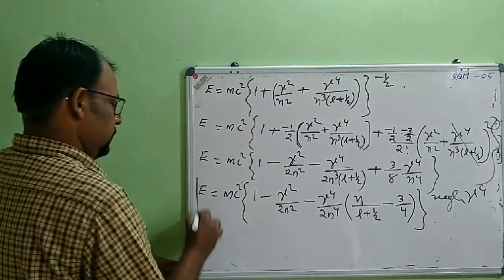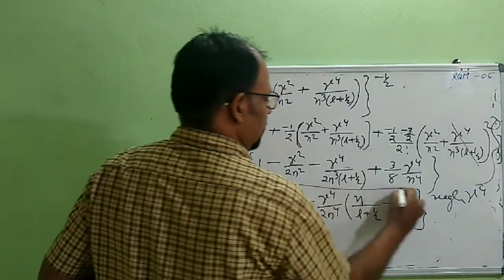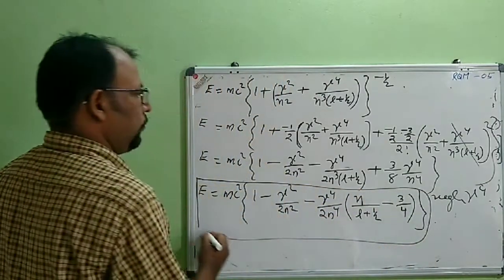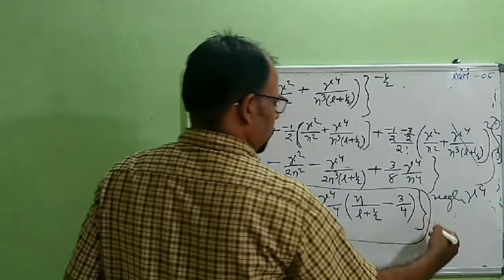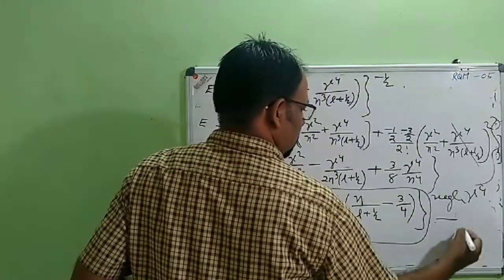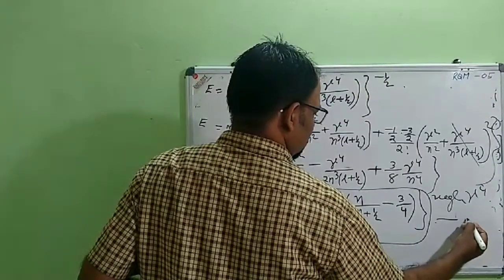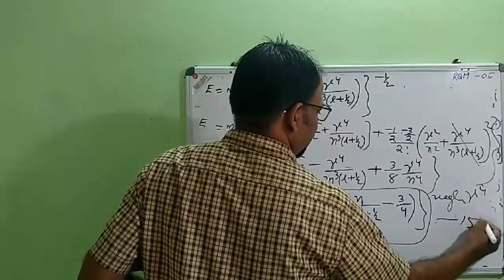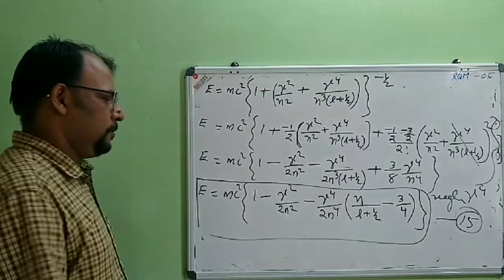So this represents the energy levels in Coulomb field. I forgot the equation number. This we can take it as, I am taking this as, this number 15. I don't know which number comes next.